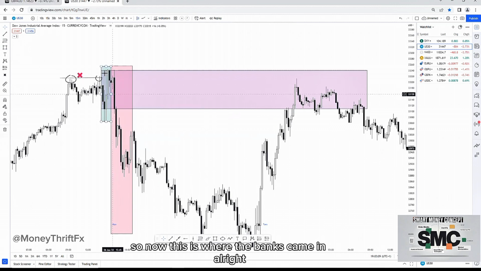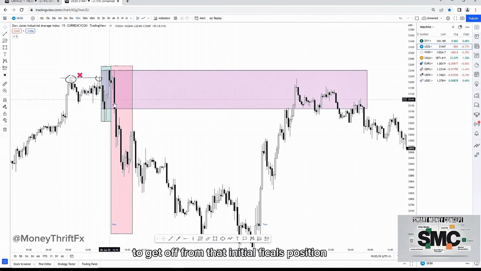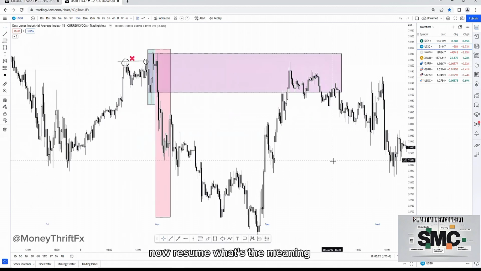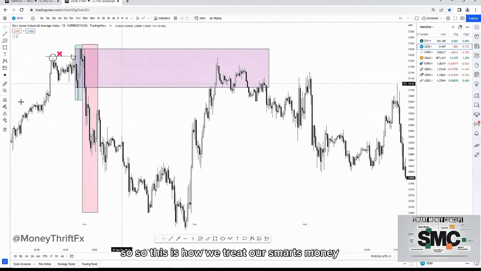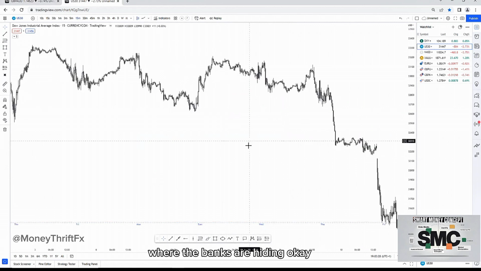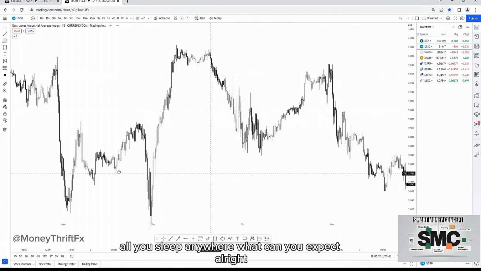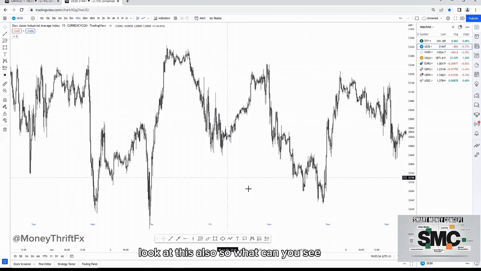So this is where the banks came in to capture liquidity before selling. They bought to sell. And then you can see how they came back to mitigate off from their initial fake-out position to resume the main sell. This is how we trade as smart money, and this is how you can spot where the banks are hiding. Once you see that internal liquidity sweep or liquidity sweep anywhere, what can you expect?